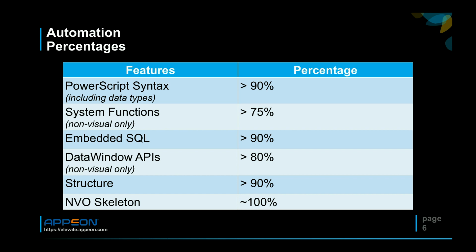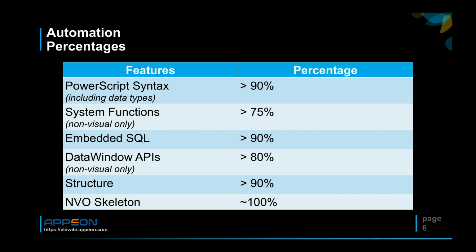But anything non-visual, including all the different data types, not just the primitive data types, but complex data types, you should be able to get 90% conversion of that syntax. Now, when it comes to system functions, again, non-visual only, put that disclaimer out, we're going to be roughly between what the bridge library provides and what the .NET framework provides itself. We can roughly, I think, get about 75%. Embedded SQL, it should at least be 90%.